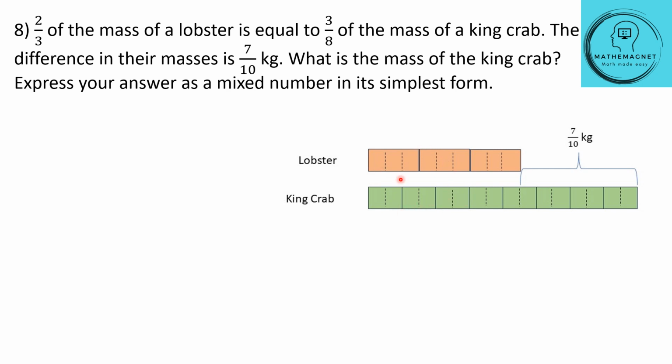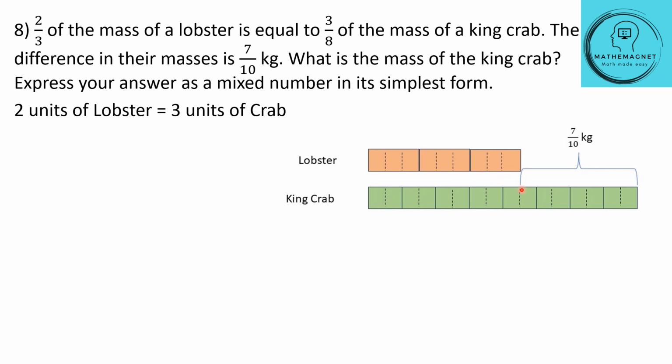Now since 2 units of lobster is equal to 3 units of king crab, we'll need to make it into like number, correct? So we will divide each unit of lobster into three further units, 3 parts. And same way king crab, each unit will be divided into 2 parts. So that way you will get 6 parts here and 6 parts here. So that way they both become equal.